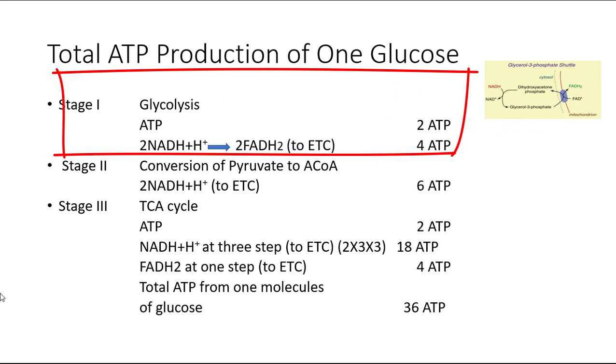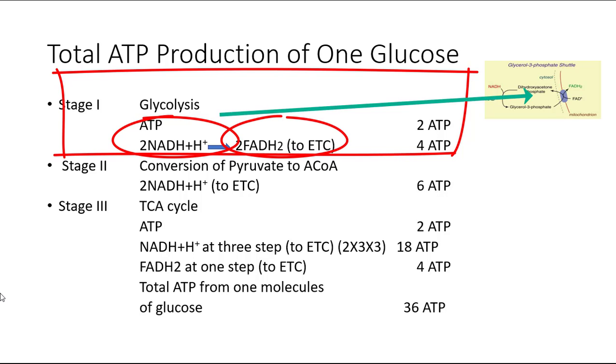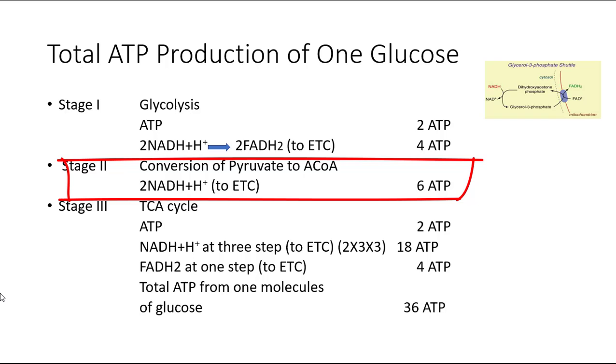Glycolysis, stage 1: the net ATP yield is 2 ATP. And since NADH plus proton shuttle each electron and proton to FAD, reducing FAD to FADH2, the net yield is 4 ATP in the ETC. Conversion of pyruvate to acetyl coenzyme A, stage 2: we do not produce any ATP in this stage. However, the two molecules of NADH plus proton will yield 6 ATP in the ETC.